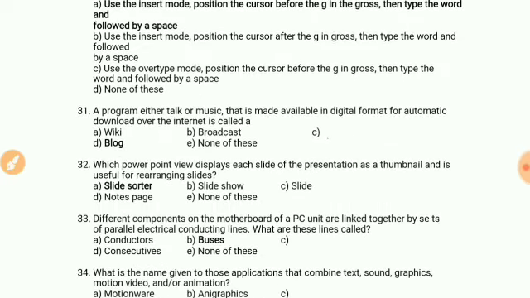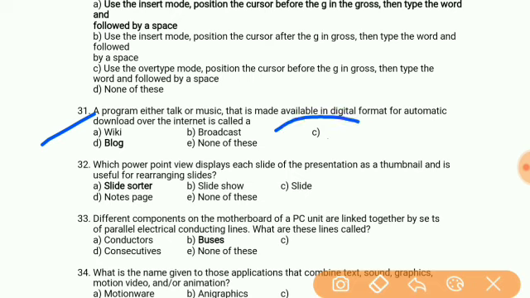Then a program, either talk or music, that is made available in digital format for automatic download over the internet is called blog. Okay, so talk or music is made available in digital format.